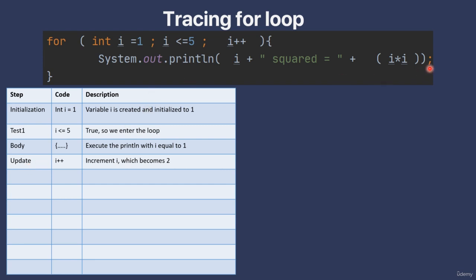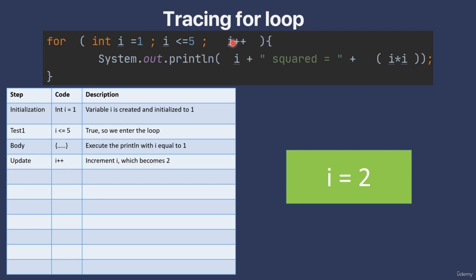The next step after the body is the update. So we have finished the first iteration; we have executed all the body, and the iteration stops here. So what will we do? We will increment I. I plus plus, so I becomes 2. When we have finished the body, we go and make the update, which is increasing I by 1. So I is now equal to 2.